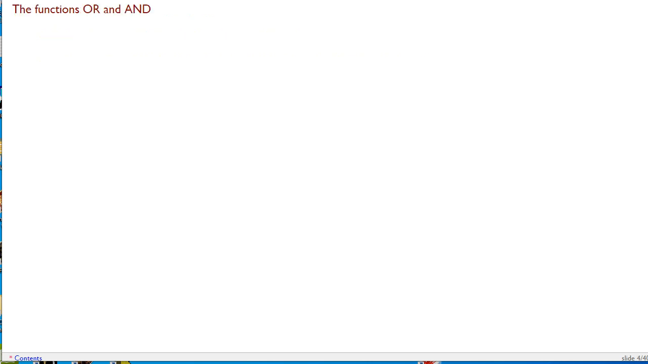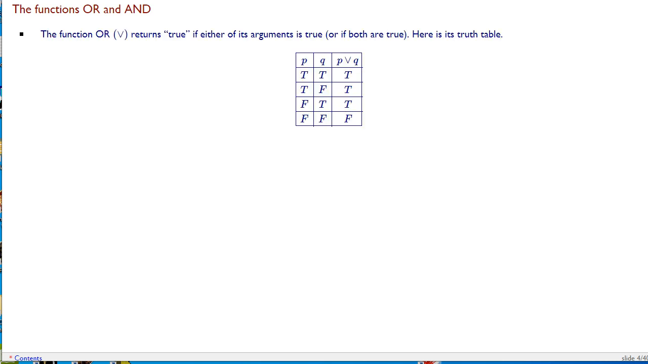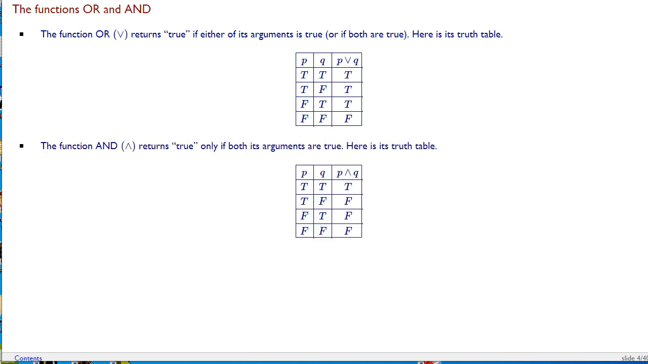There are two other primitive functions in Boolean algebra, namely OR and AND, and we can specify them by their truth tables also. OR is a function of two Boolean variables, p and q, and its value is true if both p and q are true, or if one or the other is true, while the second is false. The only time you get a false out of OR is if both its input values are false. So there's the truth table that tells you everything about OR.